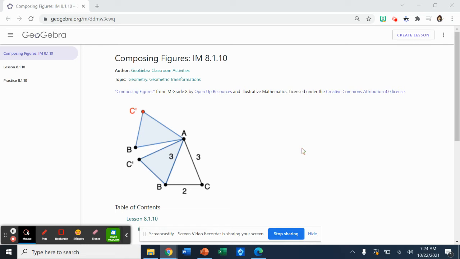Hey guys, today's lesson is 8.1.10. It's in GeoGebra, so make sure that you've clicked the link.